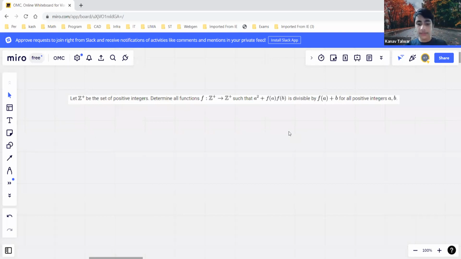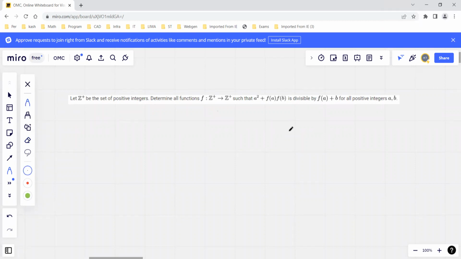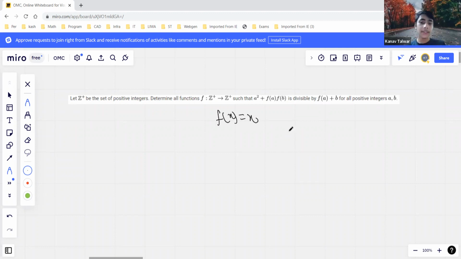First of all, in an FE, first try to guess the solution. So what solution do you first guess f should actually be? f of x is equal to x. Can you repeat? f of x is equal to x. Yes, so f of x is equal to x is a valid solution. Are there any more solutions? Hopefully no. So we'll try to prove that f of x is equal to x is the only solution.